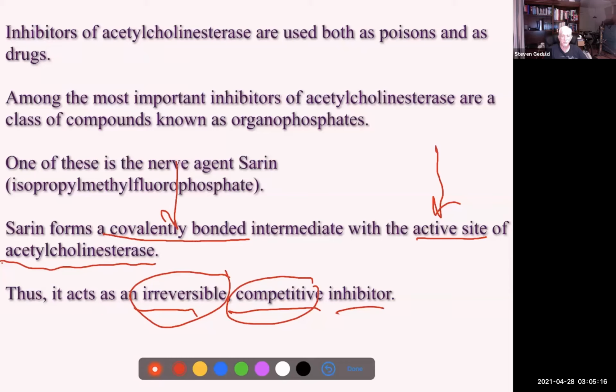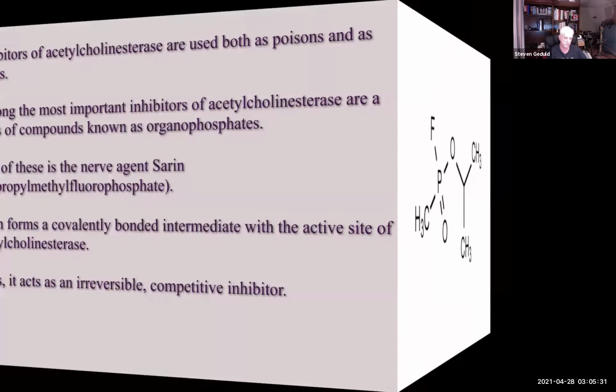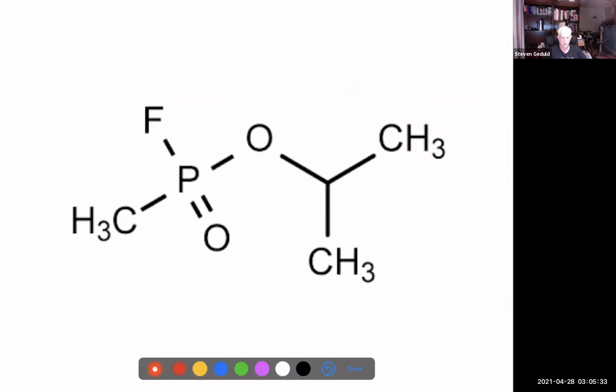So irreversible means it is a covalent bond, not a regular weak bond that can be reversible. And competitive means it is bonding to the active site of the enzyme. Okay, and that's what it looks like. Here's your isopropyl group, there's your phosphate group, your fluoride group, and your methyl group. Okay, that's sarin gas.